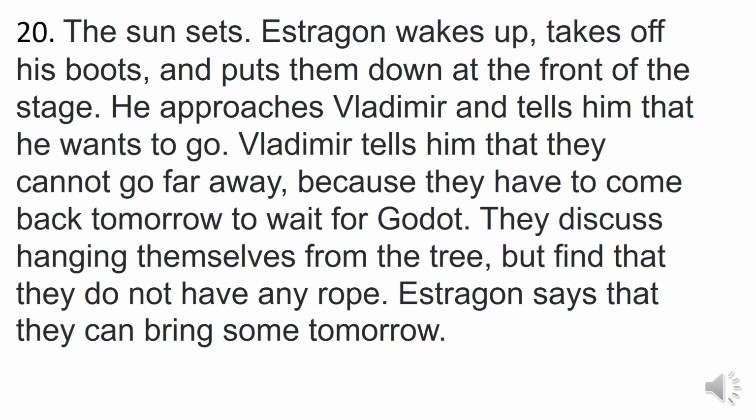The sun sets, Estragon wakes up, takes off his boot and puts them down at the front of the stage. Once again, repetition. He approaches Vladimir and tells him that he wants to go. Vladimir tells him that they cannot go far away because they have to come back tomorrow to wait for Godot. Once again, the same repetition, ending the play as it started. They discuss hanging themselves from the tree, but find that they do not have any rope. Estragon says that they can bring some tomorrow. And we know that that initially happened at the end of Act 1. Okay, but because Estragon has Alzheimer's, he forgets about the rope. And the same thing happens. The circular motion continues.